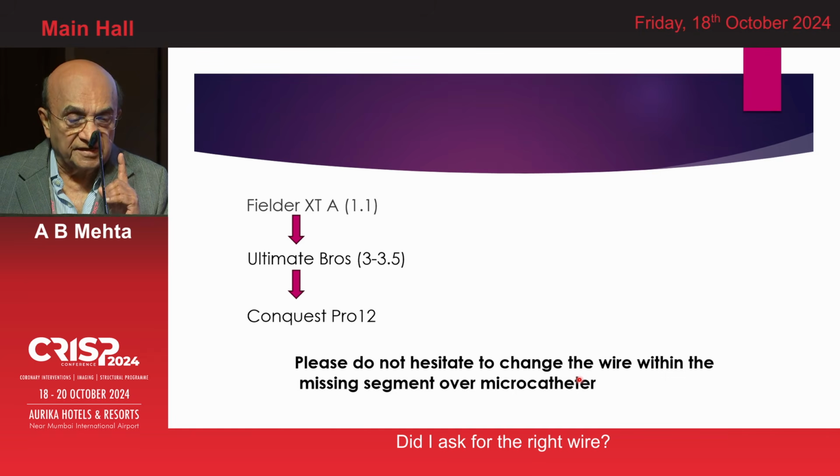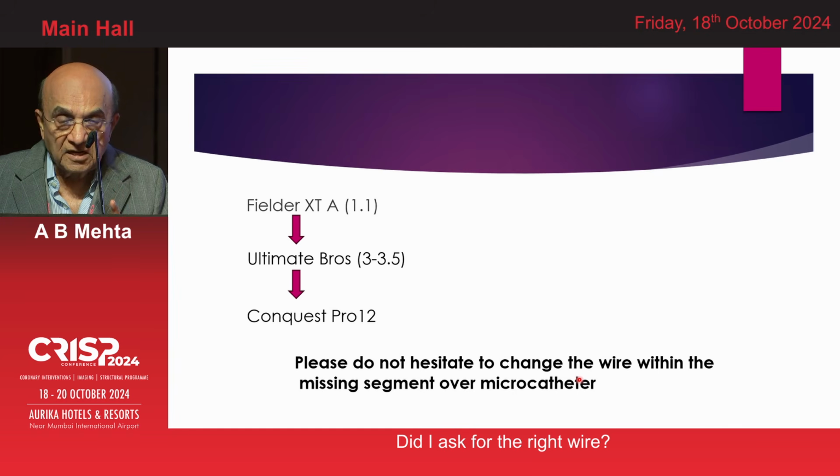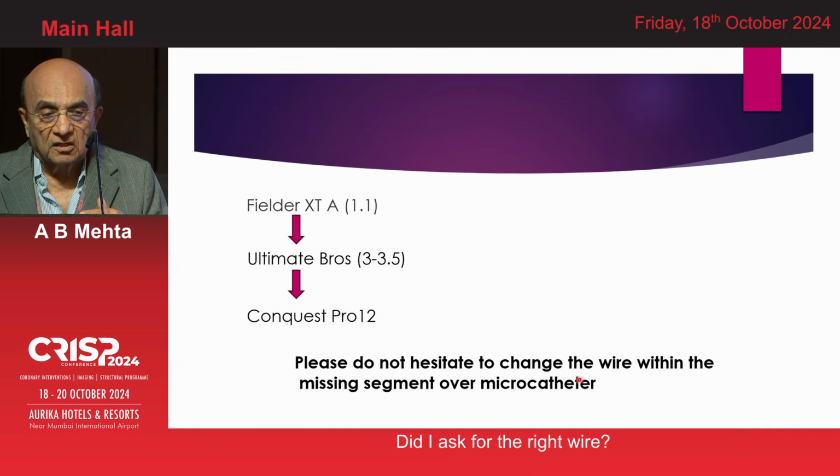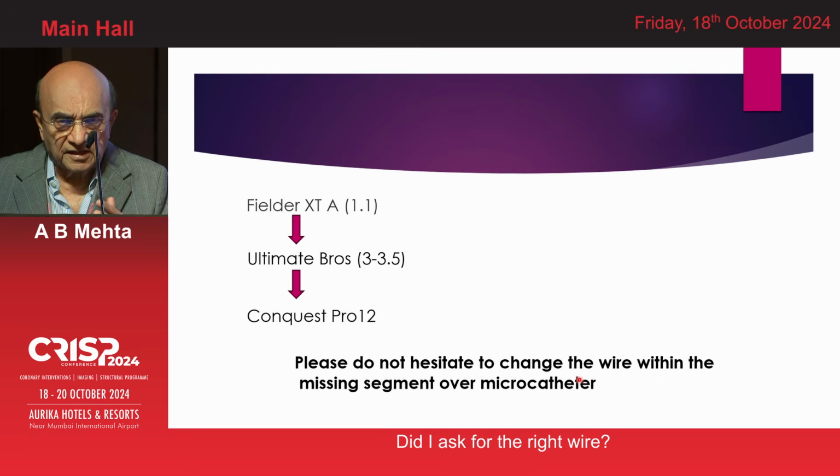One exception, you will never use Conquest Pro 12 when the distal fibrous segment or the missing segment, as judged sometimes by your CT coronary angio, has tortuosity. Conquest Pro cannot take it. It will invariably dissect because it does not accommodate any kind of tortuosity very easily, because that's the property of that wire.